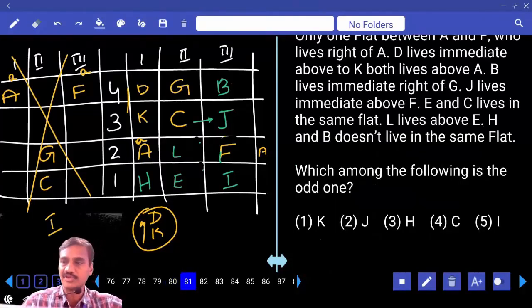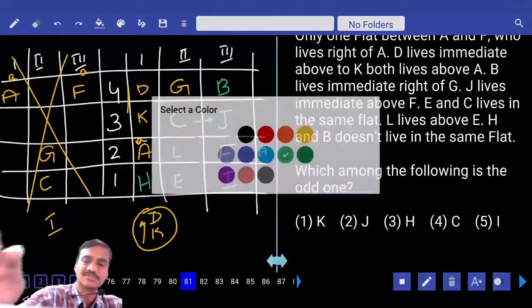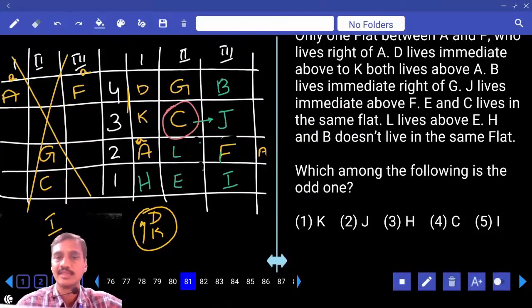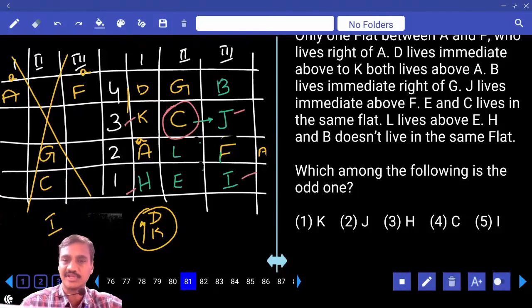Then 81, which one among the following is the odd one? K, J, H, C, I. Except C, the remaining persons are at the corner flats, and C is at the middle flat. K, J, H, I were at the corner flats, whereas C is in the second, that is, at the middle. So C is the choice for 81.